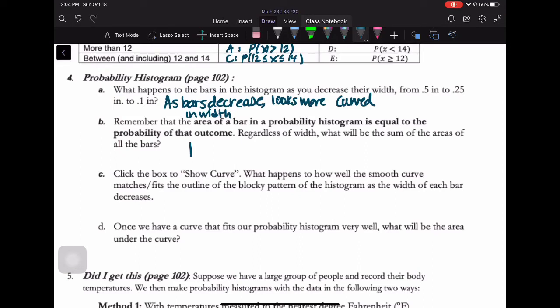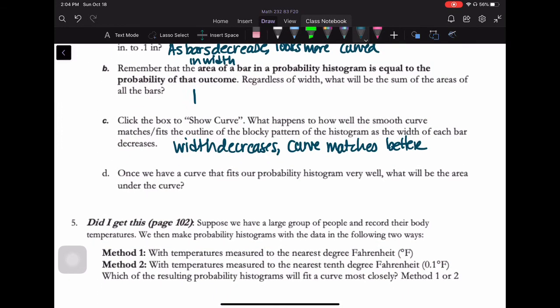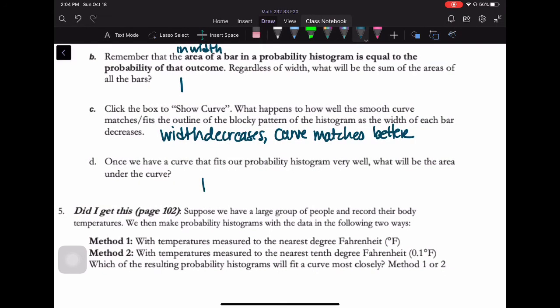Now, if we're clicking the Show Curve option, laying on top, what happens to how well the smooth curve matches? As the width decreases, the curve matches better. Once we have a curve that fits our probability histogram very well, what will the area under the curve be? If it matches it exactly, the area under the curve will be one whole, or 100%.